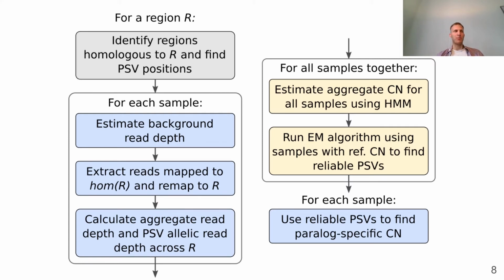We use a pre-computed database to find all the repeat copies of a duplication and those PSV positions. And for each sample, we calculate background read depth using unique regions of the genome. Next, for a duplication, we remap reads from all the copies to the first copy, and this allows us to calculate read depths independently of read mapping and read mapping quality. And I will explain next steps in more detail.